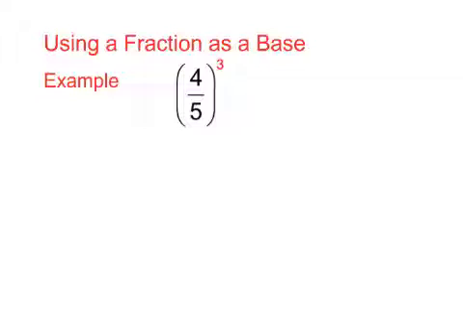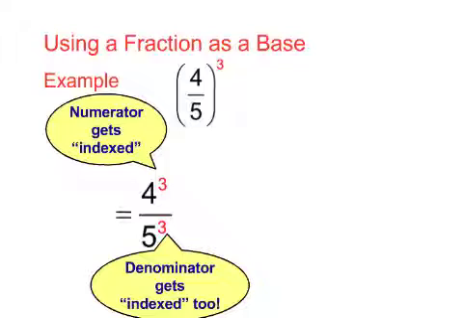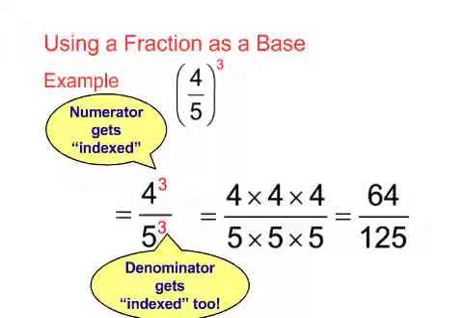Notice also, when we have a fraction as a base, we do exactly the same as before. In other words, the numerator is 4, the denominator is 5, so they both get the index. In other words, 4 cubed divided by 5 cubed. And that gives us 4 times 4 times 4, which is 64, divided by 5 times 5 times 5, which is 125. So remember, with a fraction, both the numerator and the denominator will have the index applied to it.